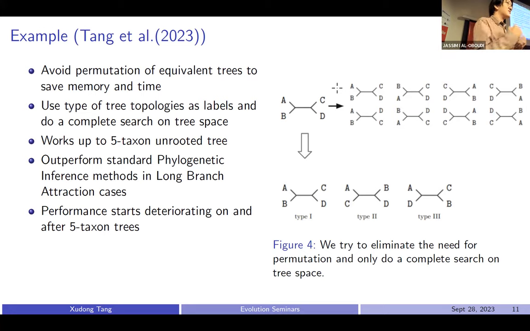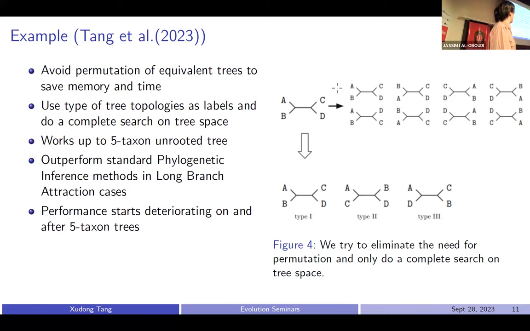But the model still follows the workflow that I mentioned in the previous slide. It treats tree topologies as labels. Here we have 3 types of tree, so we have 3 labels: 0, 1, 2. It'll work up to 5 taxons on unrooted tree. I know it's really underwhelming because nobody cares about 5 taxon trees.